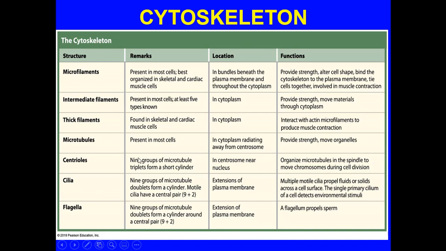And then we have other unique structures that are found on some cells, but not all. Centrioles are one group. That's a group of microtubule triplets. They are arranged as nine triplets around, forming the centrosome near the nucleus. They organize the microtubules in what we call the spindle fiber structure, the spindle, so that they can move chromosomes during cell division, mitosis.